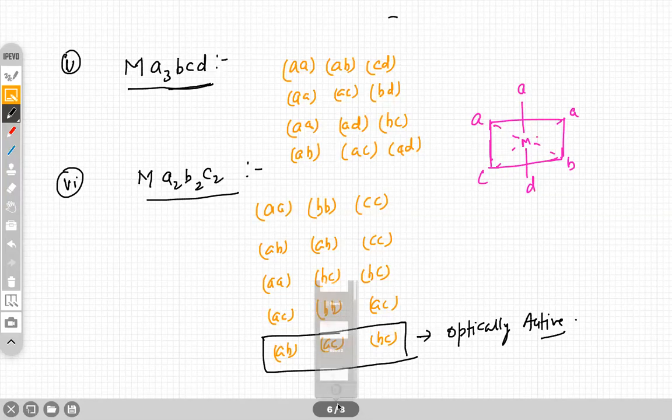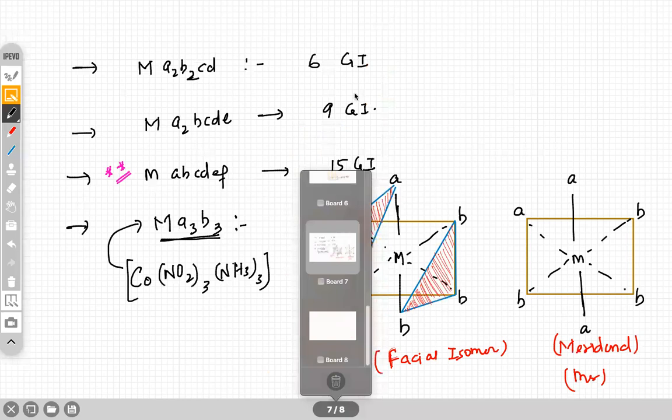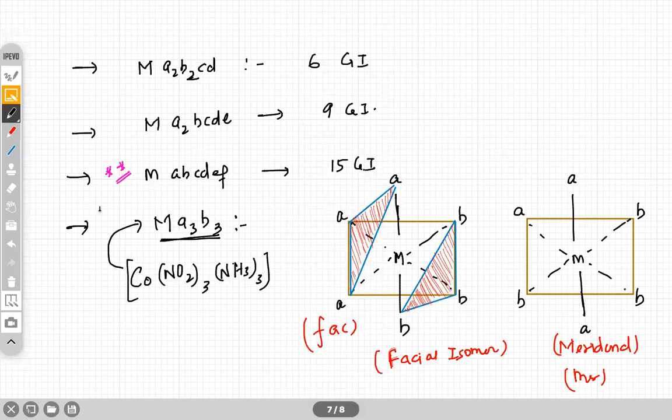Okay, so in all these molecules, the most important one, which they have asked questions on many times, is this one, MA3B3, that is facial and meridional. How do we write down facial and meridional? Facial is when all the identical A ligands are present at 90 degrees. You see the position of this, this and this. All these are at 90 degrees. When you place one of these at 180, you exchange the position of these two, you get meridional.